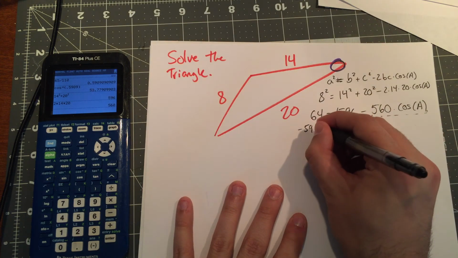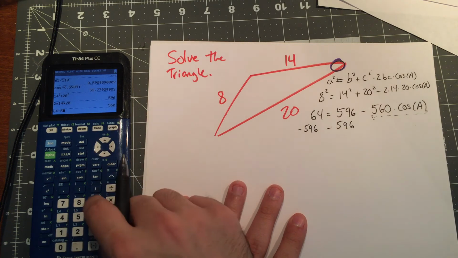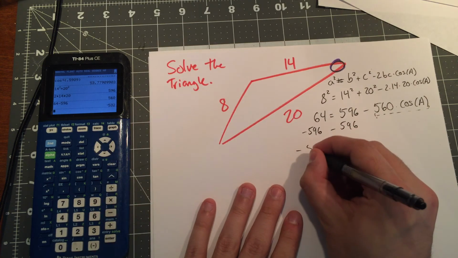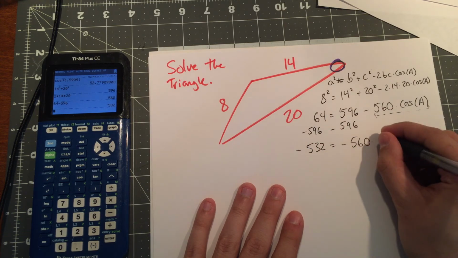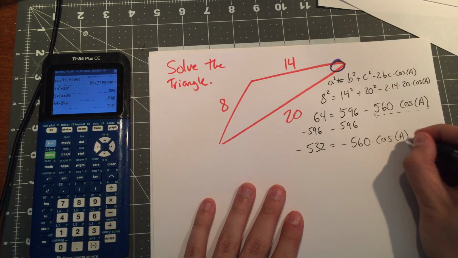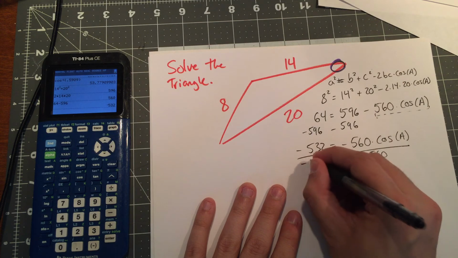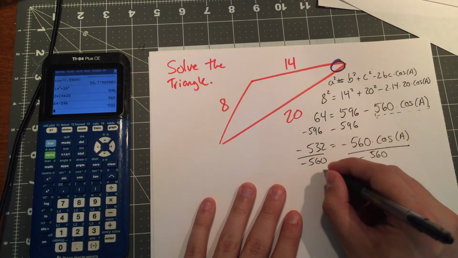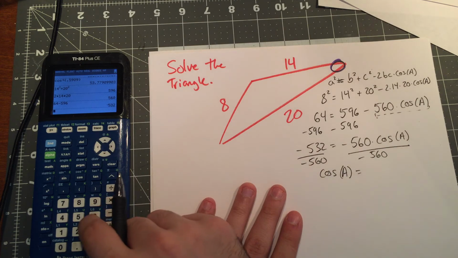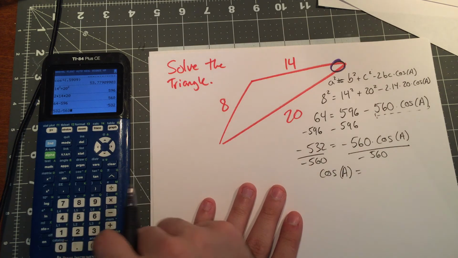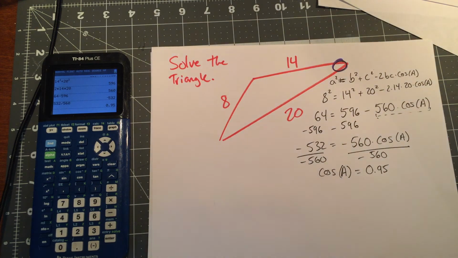596 minus 596 minus 596 is negative 532 equals negative 560 times cosine A. Okay, divide by negative 560, divide by negative 560. Cosine A is equal to 532 divided by 560, 0.95. I don't know if that is on the sheet.